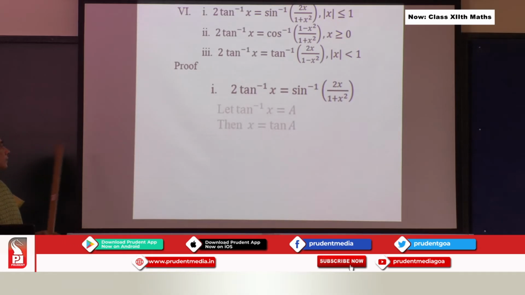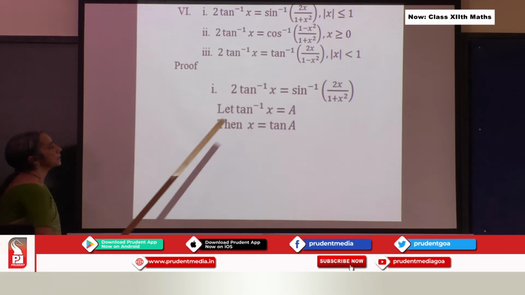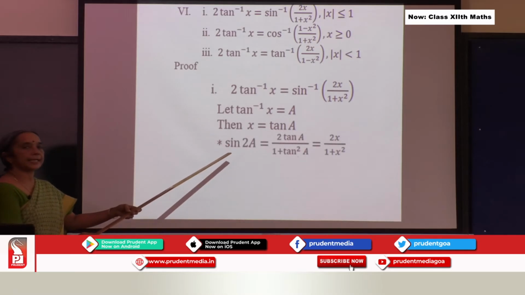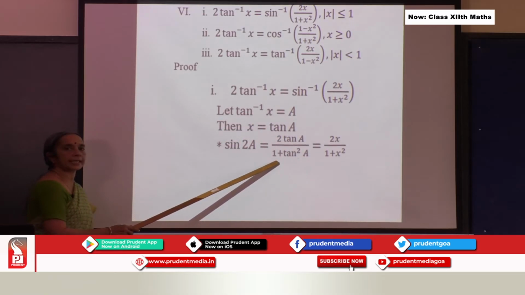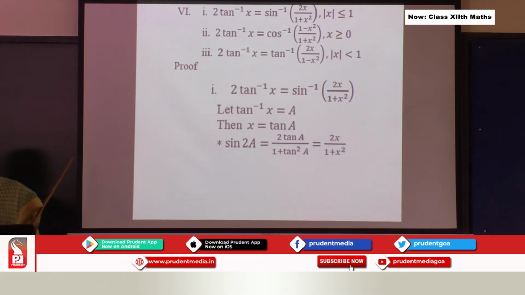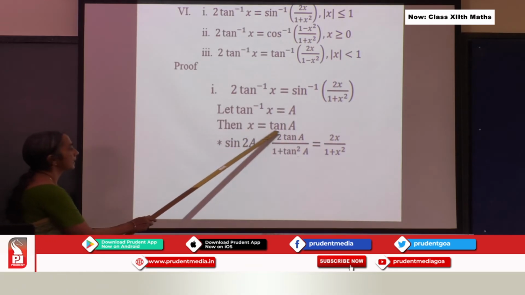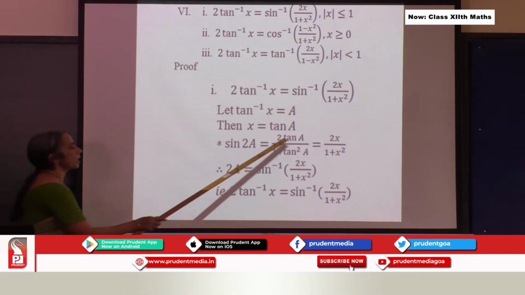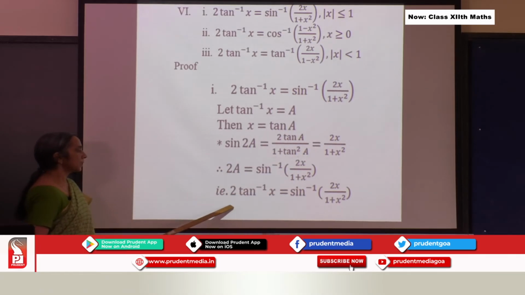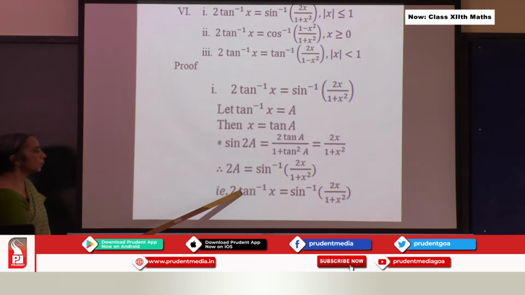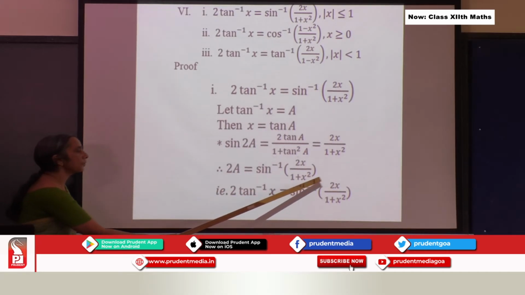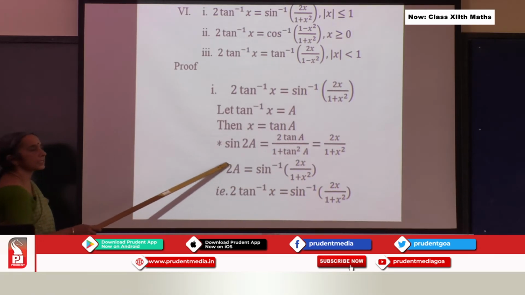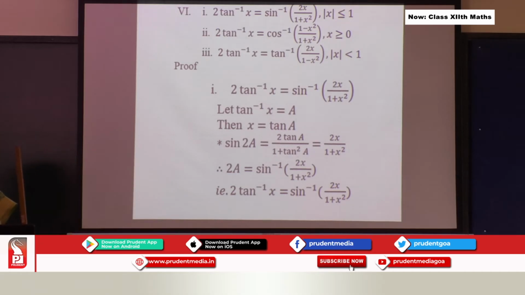I am going to prove that. Let tan inverse of x be A, then x is equal to tan A. Then the trigonometric formula sin 2A is 2 tan A upon 1 plus tan square A, which is equal to 2x upon 1 plus x square, substituting for x. Tan A is x. So here 2A is sin inverse of 2x upon 1 plus x square. So that means A is tan inverse of x. We are getting 2 tan inverse of x is sin inverse of 2x upon 1 plus x square. So you have to remember this trigonometric formula which I learned in 11th standard. Sin 2A is 2 tan A upon 1 plus tan square A.